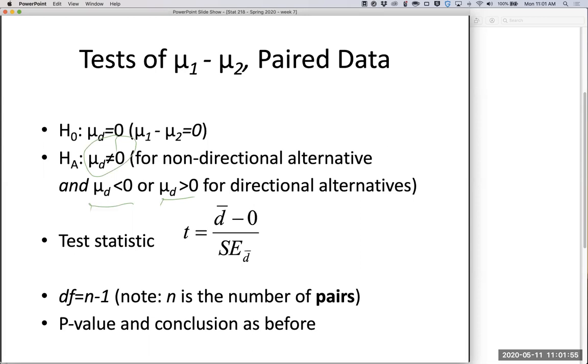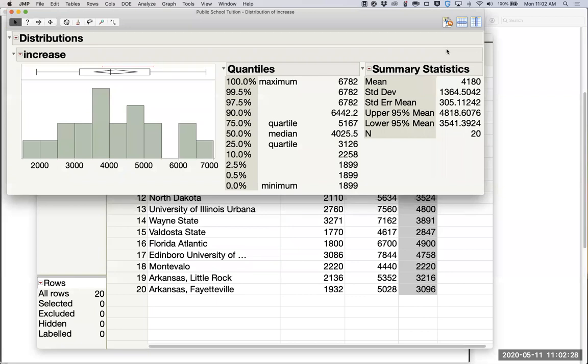My test statistic looks like you'd expect it to. It's a comparison of what you did see in the data to what you expected to see if the null were true, divided through by a standard error of your estimate of the mean of the differences, mu sub d. D bar is an estimate of mu sub d, and again, n minus 1, p-value and conclusions just like before. Not a surprise at all. So let's look at our data and see if we have the information there lying around.